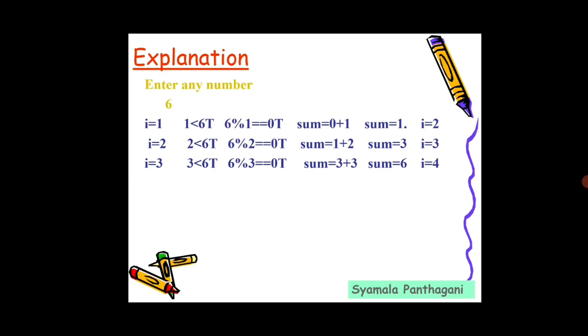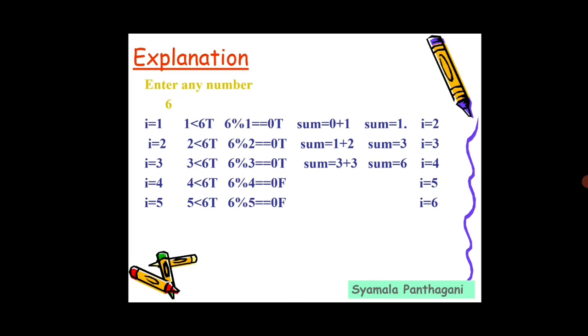The new value of sum is 6 and it increases the value of i to 4, and the controller goes to the next iteration with the new value, i is equal to 4. 4 is less than 6. That is true. 6 mod 4 is equal to 0. That condition is false. That's why it doesn't add 4 to the sum and just increases the value of i to 5 and comes to the next iteration.